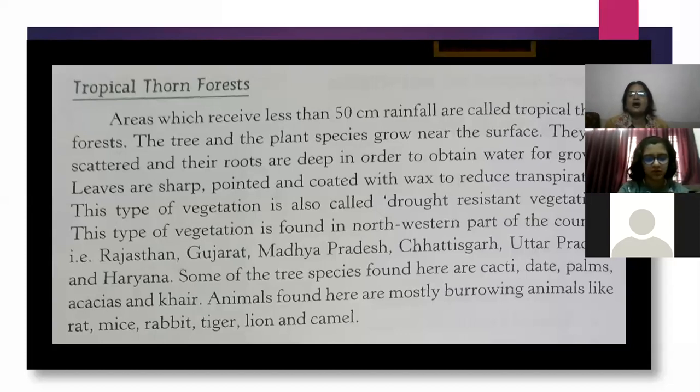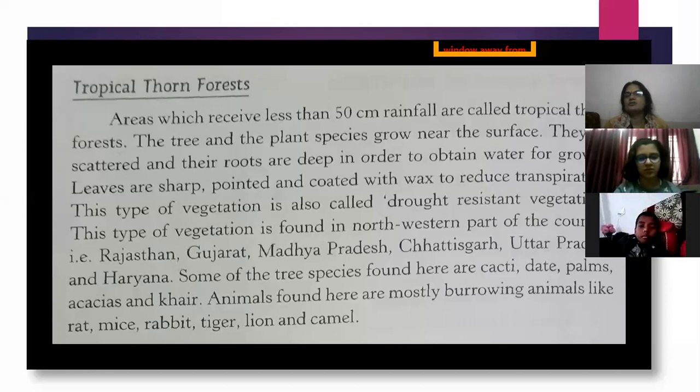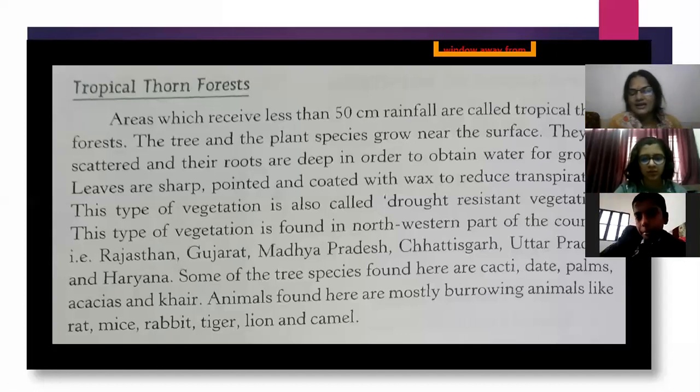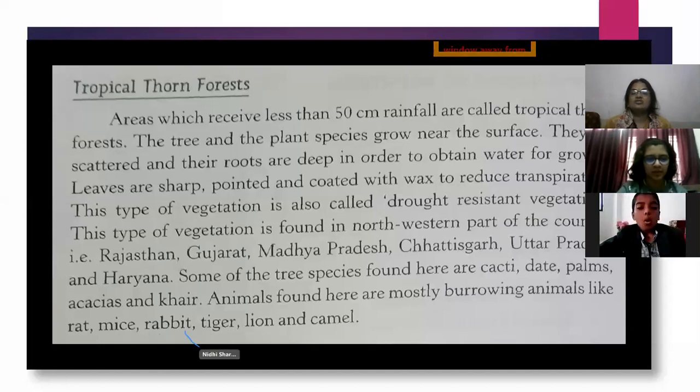Animals found here are mostly burrowing animals. Burrowing means they live inside the soil. They dig out and live there. That is called burrowing. They are rat, mice, rabbit, tiger, lion, and camel. Because they don't get water, they remain inside the soil. So these are the animals which are found in the tropical thorny forest, students.